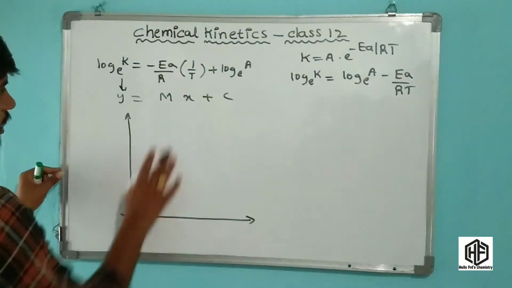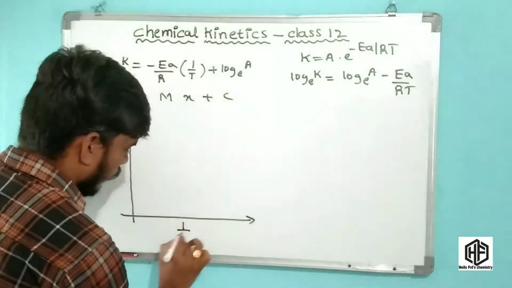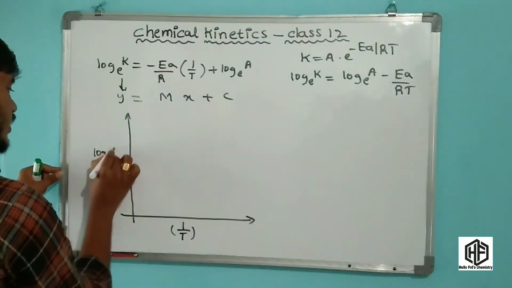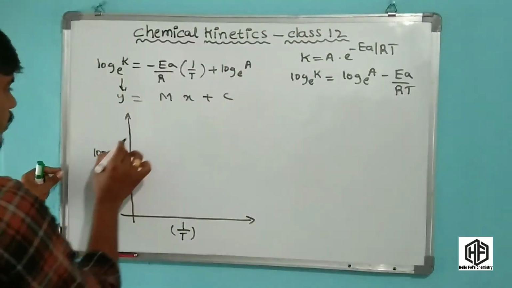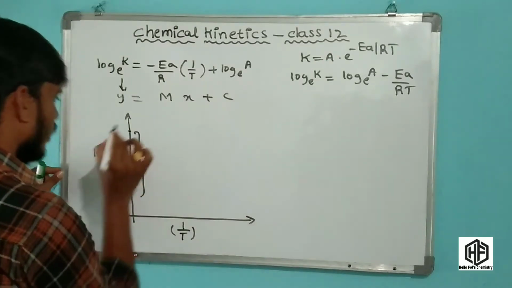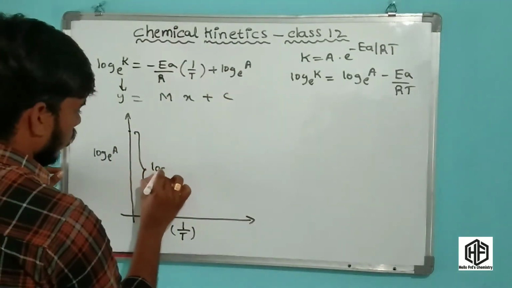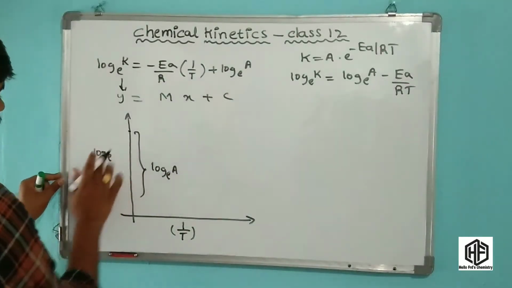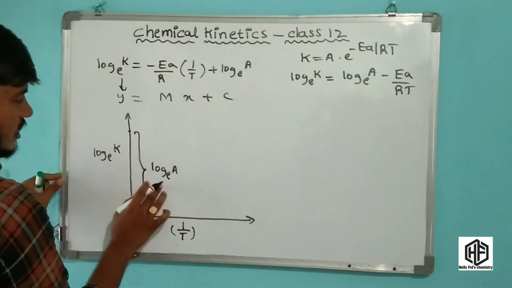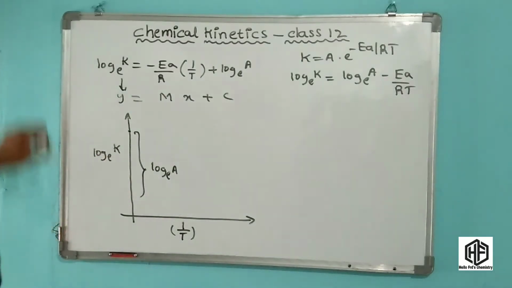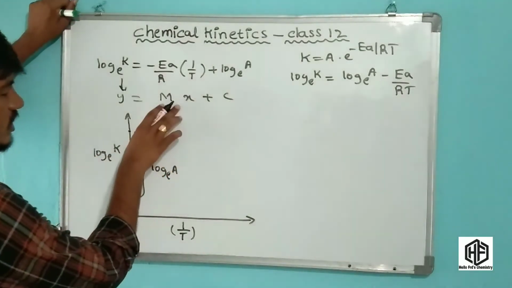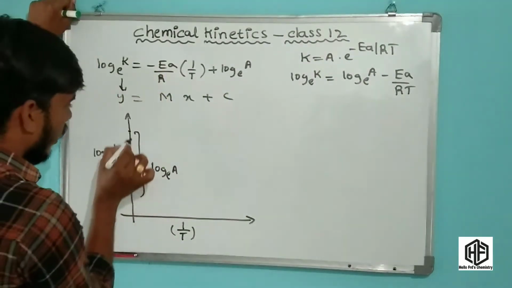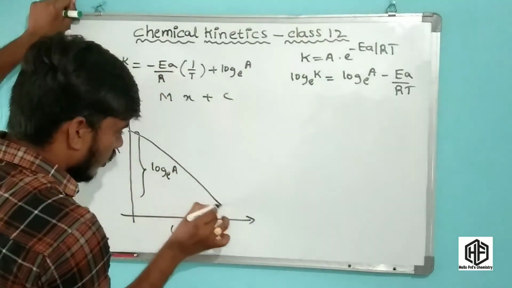Now the graph representation of this equation is like this. On the x-axis I represent 1/T. Okay, friends, on the y-axis I represent ln k, sorry, and this is ln A, the y-intercept value. Now this is the slope of this equation. A negative slope is present there, so the graph is like this.